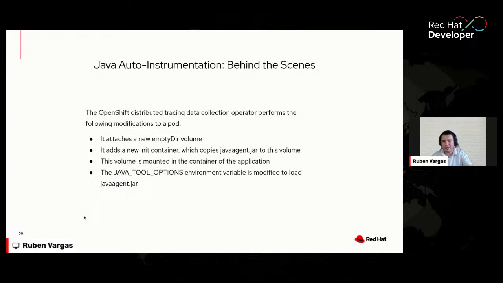How it works: it attaches a new empty volume to the pod and an init container that will copy the Java agent from the image to the mounted volume. We also add some environment variables, like the Java options, in order to load the Java agent when the virtual machine starts. When the application starts, it loads the Java agent, and the Java agent starts looking into the classes and injects the code in the classes that need it.